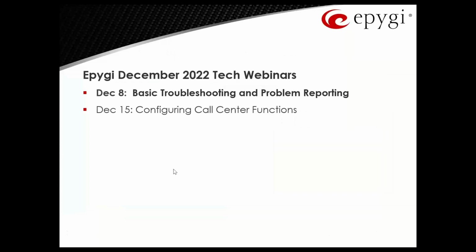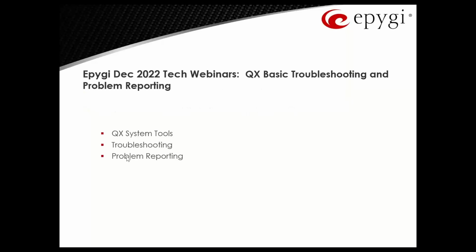This is the first of a couple of webinars on the technical side that we'll be doing in December. There are a couple, 3 or 4 webinars on the sales side as well, so hopefully you've been able to take advantage of those. Today we're going to be looking at basic troubleshooting and problem reporting. And next week, we'll look at configuring the call center functions. So be sure to check back with us or register for that one next week.